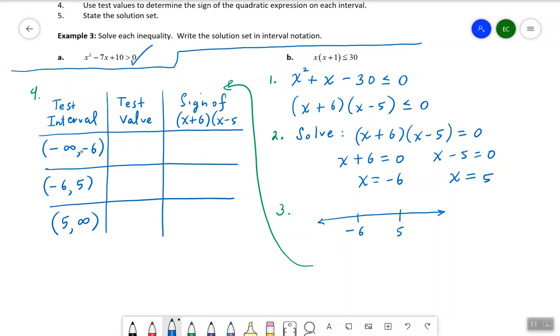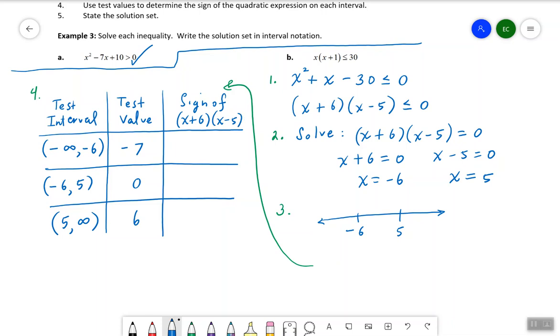What's a number between -∞ and -6? Well, lots of them to choose from. I'll probably just choose -7. On the next interval, from -6 to 5, I'll choose 0. And then from 5 to infinity, I'll choose 6.